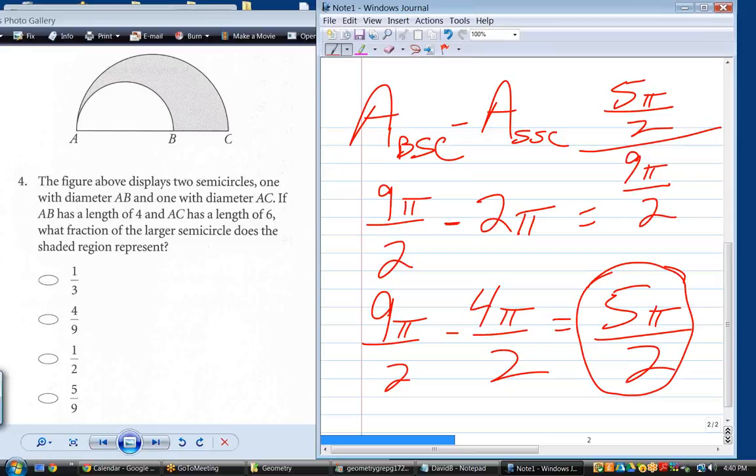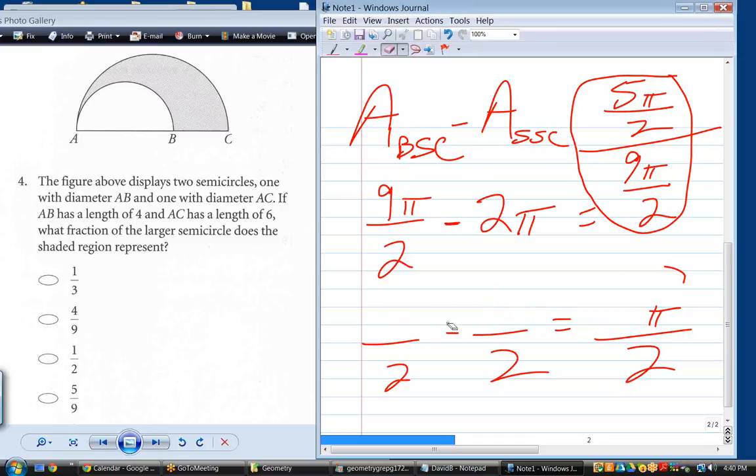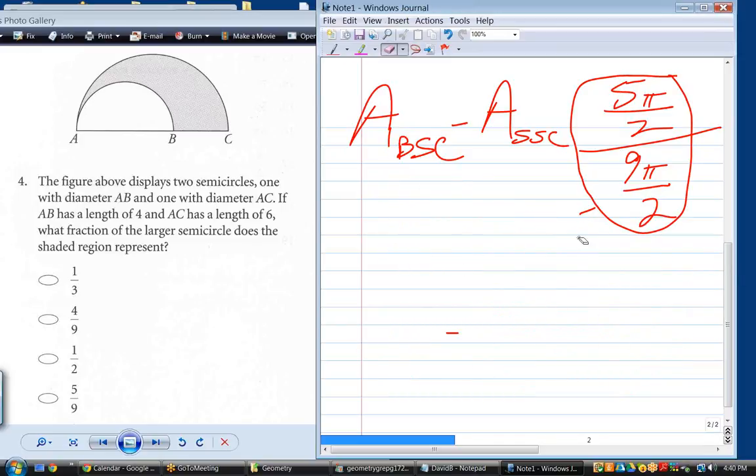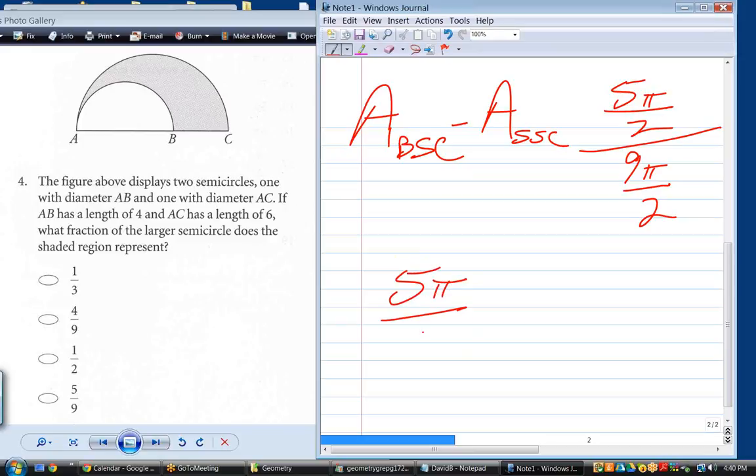What's this equal to? Don't do it that way. In other words, use your rules for how you divide by fractions. What do you do when you divide by a fraction? Same as multiplying by the reciprocal, right?